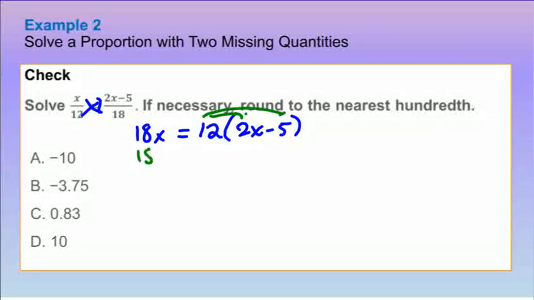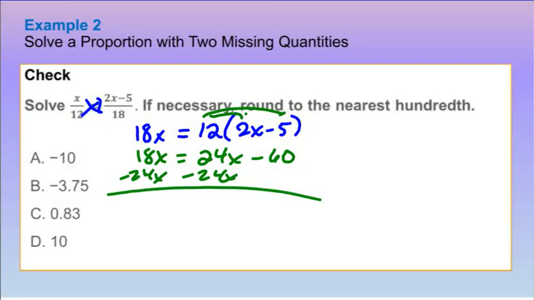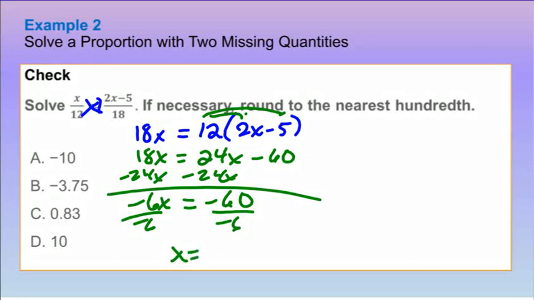Distribute to get rid of my parentheses, so I have 18x equaling 24x minus 12 times 5, which gives you 60. I'm going to subtract 24x on both sides. Now I'm left with negative 6x equaling negative 60. Divide by negative 6, x would equal a positive 10. And a positive 10 would be choice D.